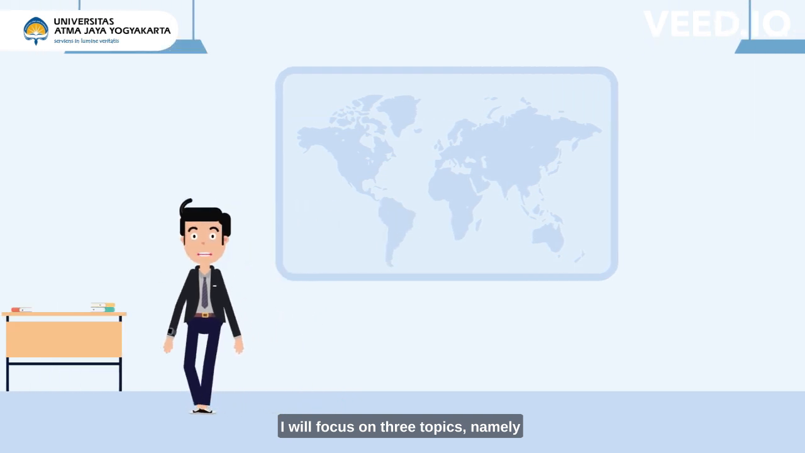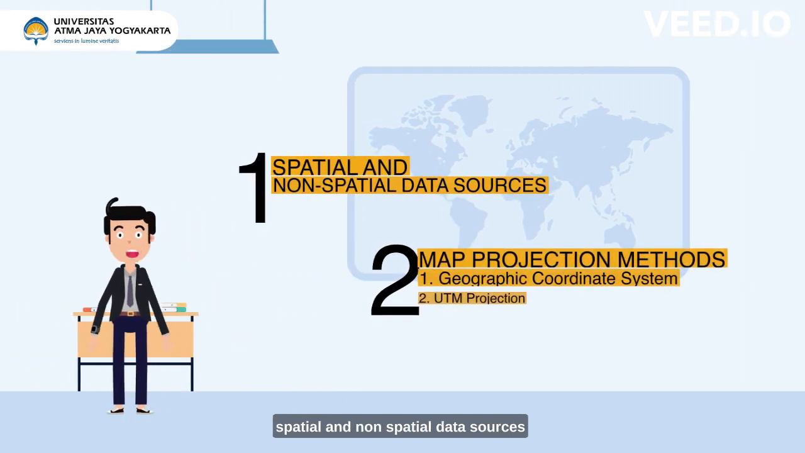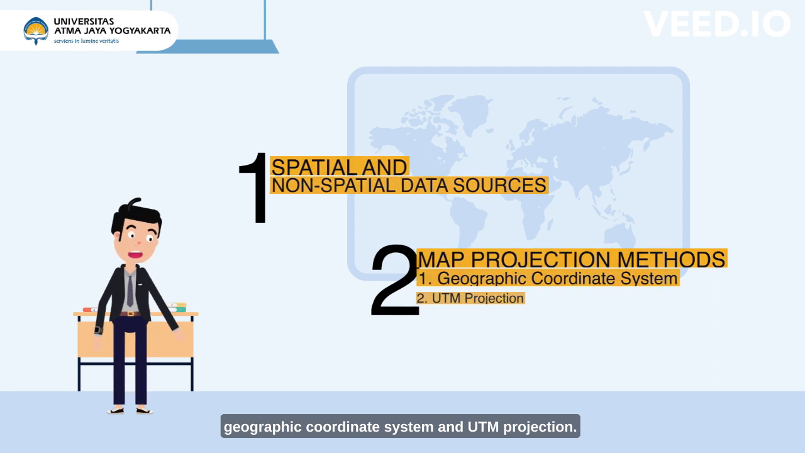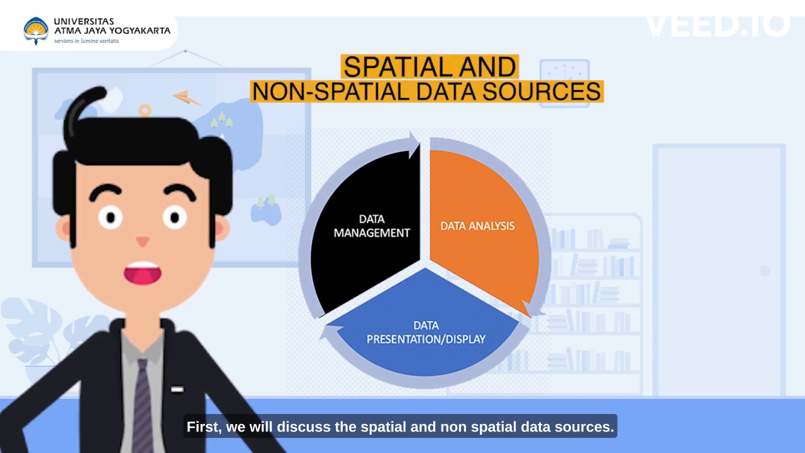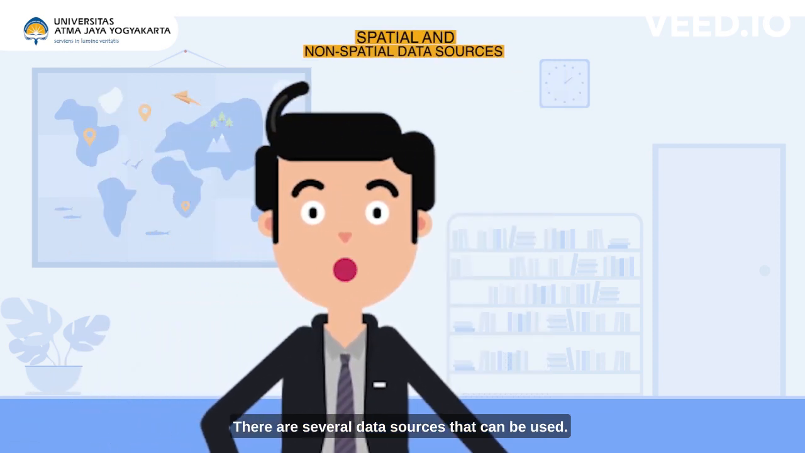Let's begin. I will focus on three topics, namely spatial and non-spatial data sources, and the discussion of two map projection methods, geographic coordinate system and UTM projection. First, we will discuss the spatial and non-spatial data sources. There are several data sources that can be used.